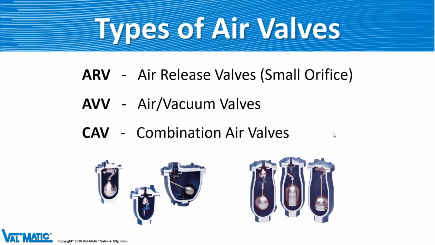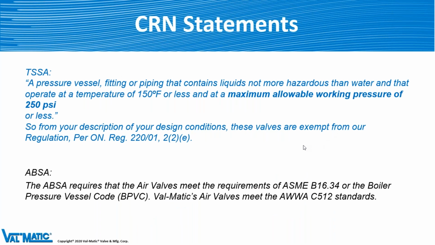So the types of air valves that we manufacture are the air release valve, which is sometimes called a small orifice valve, an air vacuum valve, or a combination air valve, okay? But let's talk about the Canadian standards right at the moment, since that's a topic. Now, I do understand, talking to the reps up in Canada, that the end user can waive the requirements if necessary, or if allowable.